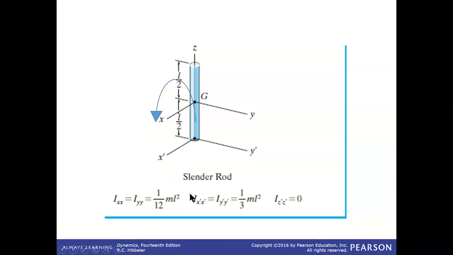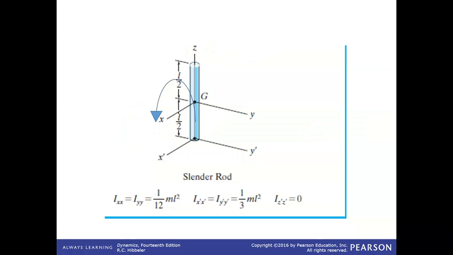So let's look into the slender rod in more detail. In fact, this is what we will use in one of the in-class exercise problems. In this example, G is the center of mass, the x-axis is here, y is here, and z is perpendicular to the xy plane. We neglect the thickness of the rod, that's why we call it a slender rod. If you need to rotate this rod in this direction as shown by the arrow about the x-axis, then the moment of inertia is 1/12 m l².